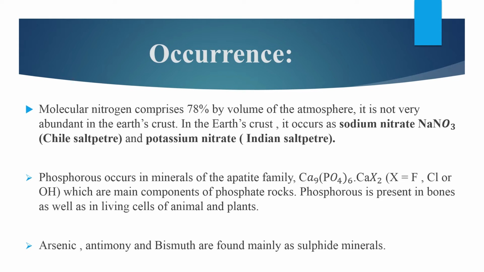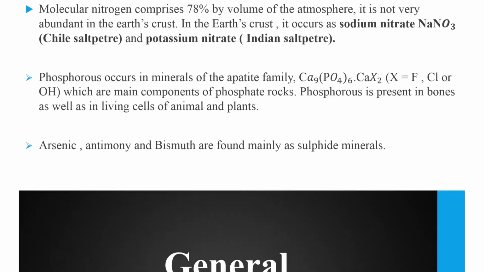Phosphorus occurs in minerals of the apatite family, in the form of Ca9(PO4)6.CaX2, where X is fluorine, chlorine or OH, which are the main components of phosphate rocks. Phosphorus is present in bone as well as in living organisms, animals and plants. As we come to arsenic, antimony and bismuth, they are found mainly in sulfide minerals. So this is about the occurrence of group 15 elements.